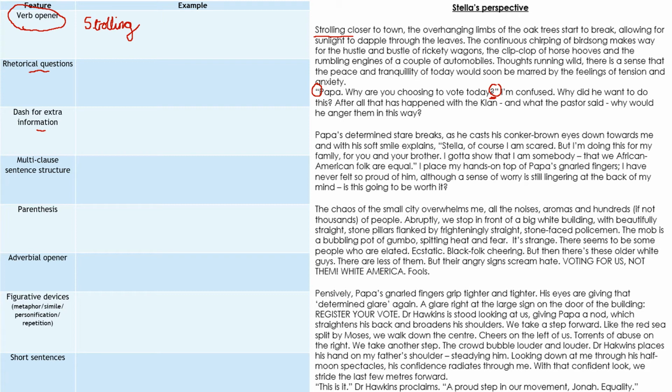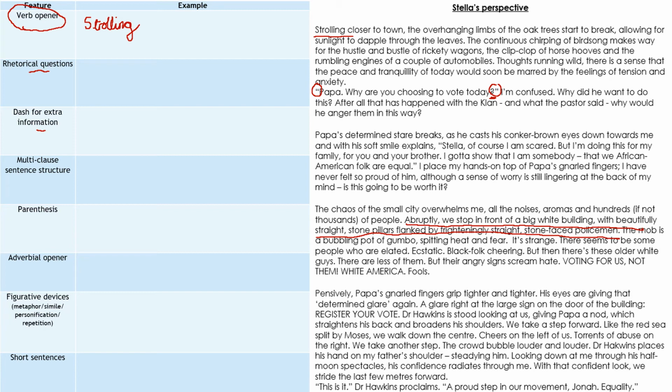Let me think about this sentence here where it begins abruptly, comma. We stop in front of a big white building, comma, with beautiful, straight stone pillars flanked by frighteningly straight, stone-faced policemen. Now, it appears to me that there is more than one clause in there and they're not all main clauses. Is that a multi-clause sentence? I'm going to leave it up to you to decide whether you put that in there or not.